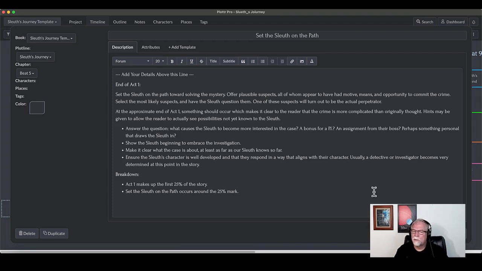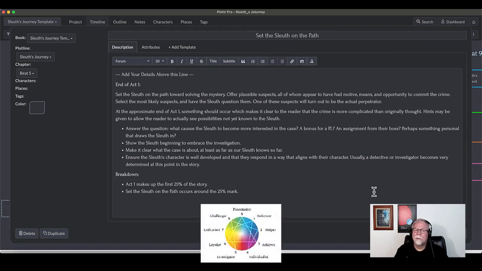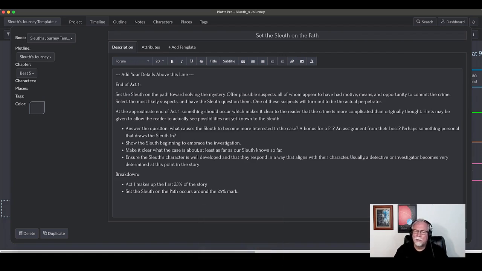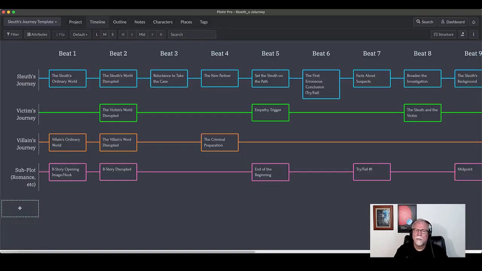Okay. Now, ensure the sleuth's character is well developed and they respond in a way that aligns with their character. If you don't know their character type, you can use the Enneagram or any number of character templates that we have in Plottr to flesh out that character so that you understand how they would react to specific situations. The better you know their backstory, the better you know how they would react to situations, the better story you can build.